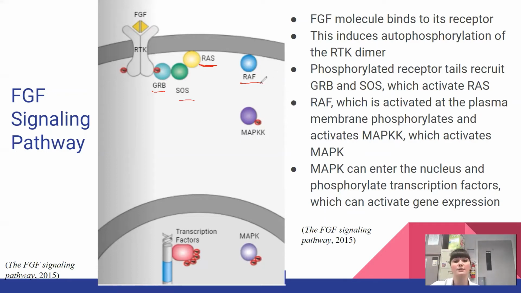RAF, in turn, is going to activate MAPKK via phosphorylation, which will activate MAPK as well. Now, that phosphorylation happens out here in the normal cytosol, but MAPK can actually go into the nucleus, as we see down here. This is MAPK. And then its job, once it enters the nucleus, is to phosphorylate certain transcription factors, which then will activate gene expression, which we're seeing over here with this DNA molecule right there.